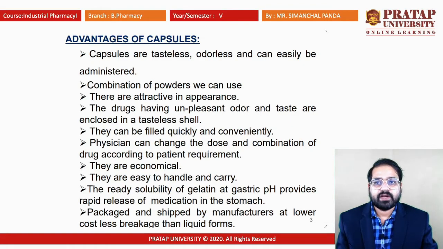There are different advantages of capsules: capsules are tasteless, odorless, and can easily be administered. It is a combination of powders that we can use.